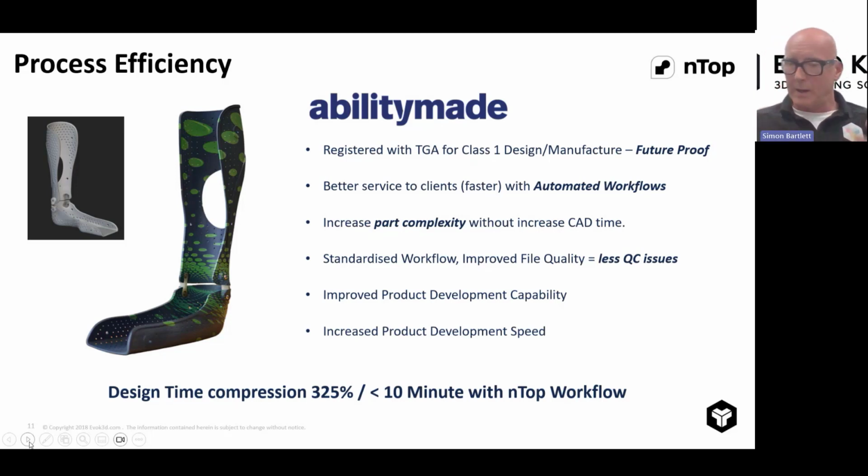What does this all mean? So one, apart from time compression, one of the most important takeaways is Ability Made is registered with the TGA for Class 1 for design and manufacture. I'm not an expert, but we know that the TGA at the moment does not regulate the design for AFOs and for sockets. They do for the hardware, but not for the socket or the AFO itself. But it is coming and it will come. So Ability Made, because they are design and manufacturing responsible, have future-proofed themselves.